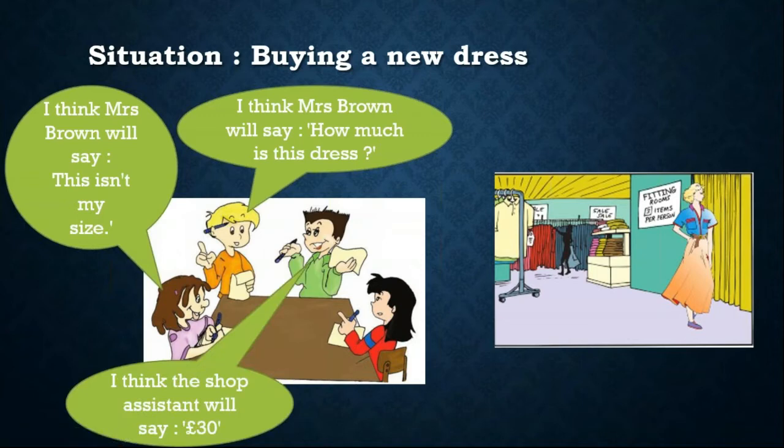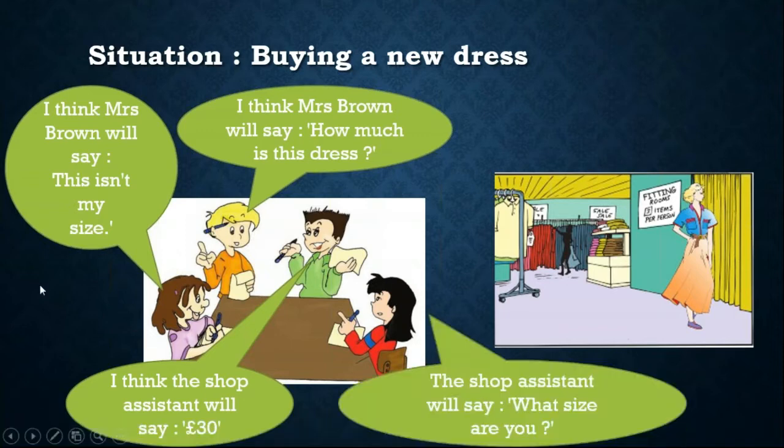I think the shop assistant will say, 13 pounds. So that's a pound. Pound is the currency of the United Kingdom or Great Britain or England, right? We'll see the differences between these later on. Okay, thank you. Can you read the fourth one, please? The shop assistant will say, "What size are you?" Okay, the shop assistant will say, "What size are you?" So these are some of the things that might take place in a conversation at the clothes shop.